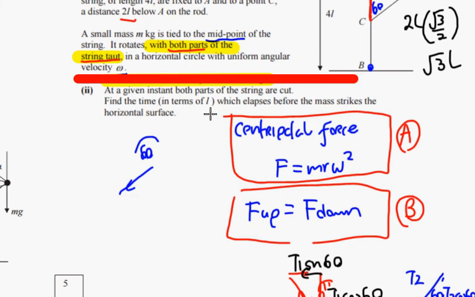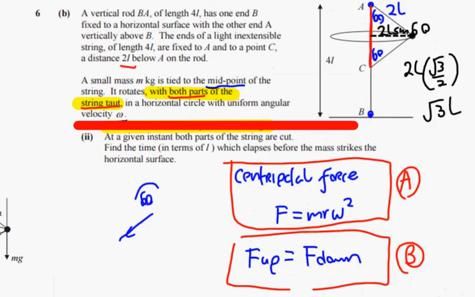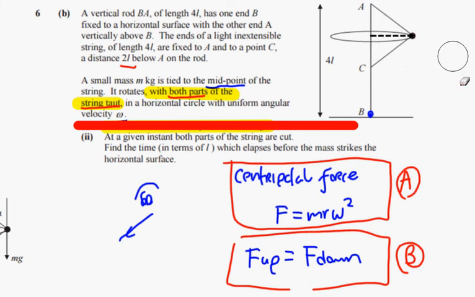At a given instant, both parts of the string are cut. Find the time in terms of L which elapses before the mass strikes the horizontal surface. So what happens when both strings are cut at the same time? Can anybody tell me? It gets fired across, doesn't it? But it's going to sink downwards. Out of interest, it doesn't matter how fast it's going directly to the right. That doesn't matter at all, does it?